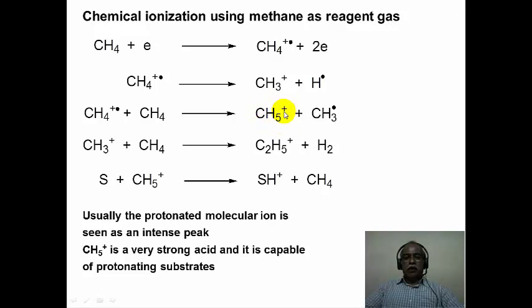This is a hypervalent carbon with a positive charge, so it is CH5+ that is produced. It is a very strong acid because it can donate a proton very readily to the substrate, and that is a reaction that takes place essentially with the substrate. The substrate gets protonated, and in the process it gets ionized. It is not by the removal of an electron from the substrate that it gets ionized; it is by addition of a proton that it gets the positive charge. Usually the protonated molecular ion is what is seen as the intense peak in the methane reagent gas chemical ionization mass spectrometry. CH5+, as I mentioned, is a very strong acid, and it is capable of protonating the Lewis basic sites of the substrate, thereby producing the protonated substrate molecule.